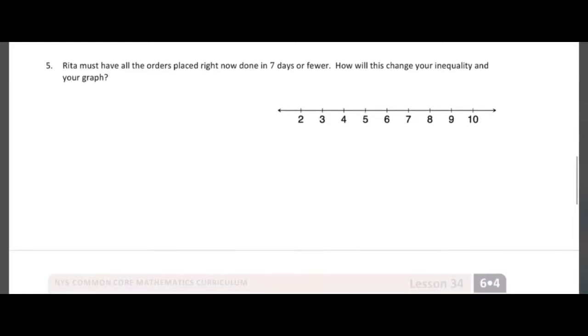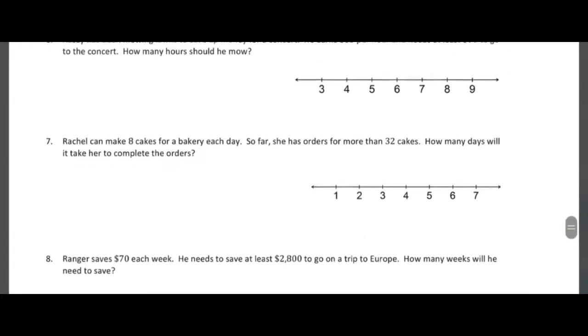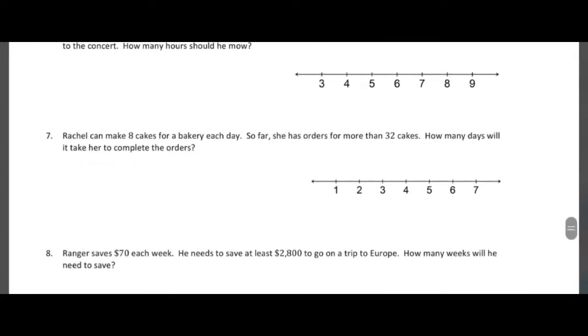Now look at number 5. Here's Rita again. I want you to try this one on your own. I'm not going to do it for you. But look at the words fewer than. So I want you to make sure you understand that word because it's going to help you solve it. All right, let's look at these. These are extension ones. I think I did 2 with you. I'm not really sure.